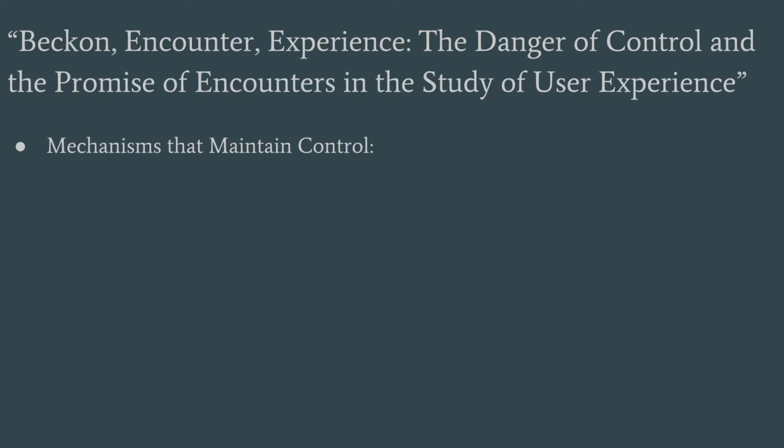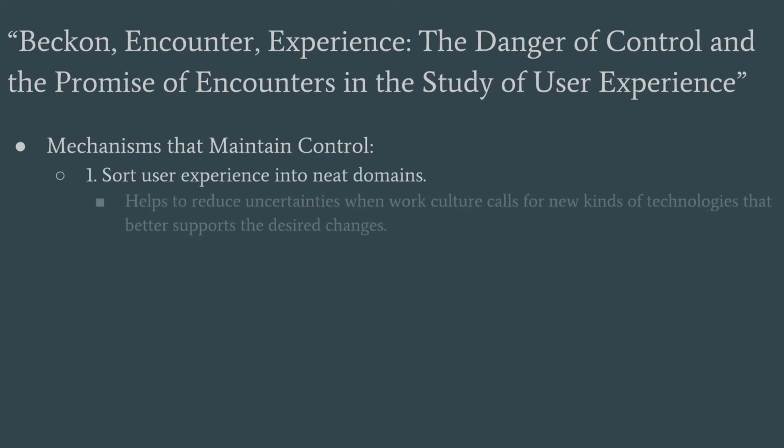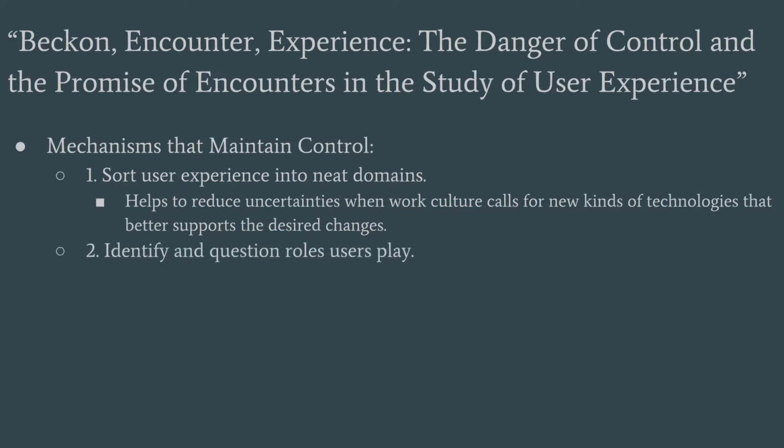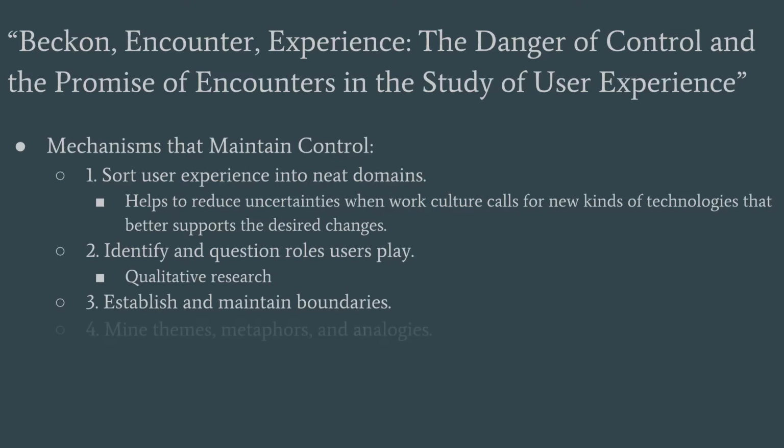Sullivan also talked about control, and here are some things that she mentions. Number one, sort user experience into neat domains. Pretty much helps reduce uncertainties when work culture calls for new kinds of technologies that better supports the desired changes. Number two, identify and question roles users play. This has to do with qualitative research. Three, establish and maintain boundaries.